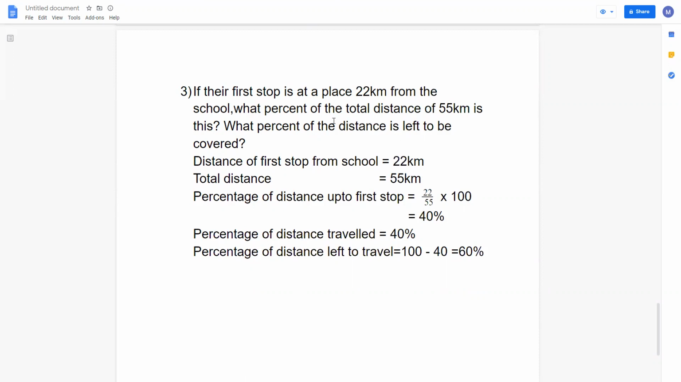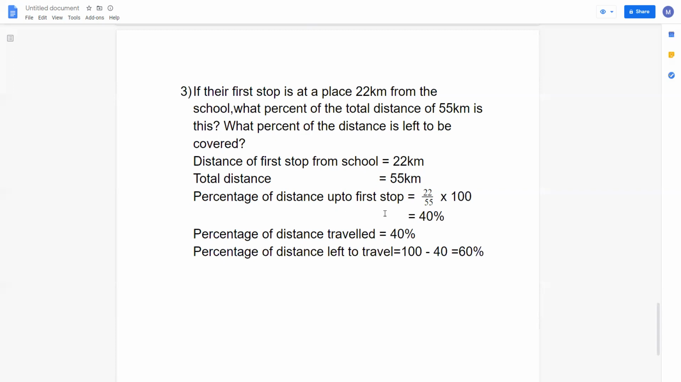And what is the total distance of going? What the question is: what percent of the total distance of 55 kilometers is this? That is, this 22 kilometers is the distance of the first stop from the school. So let us calculate. See, distance of first stop from the school equals 22 kilometers, no doubt. And the total distance is 55 kilometers, given in this third part of the question. Okay.